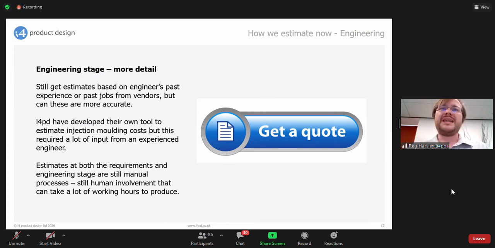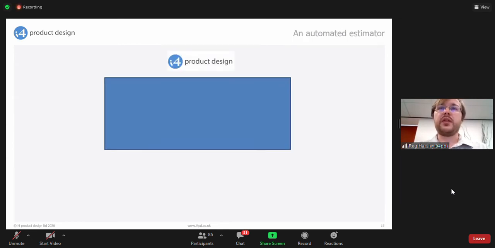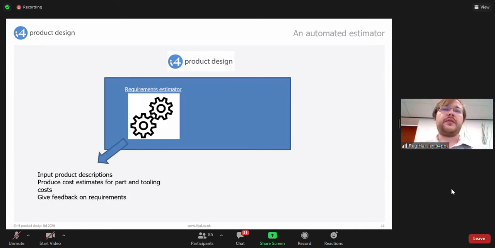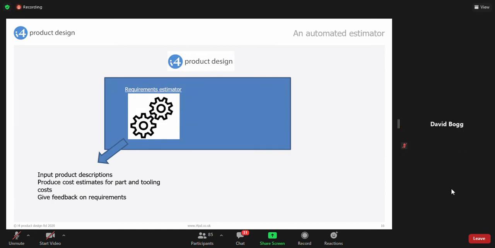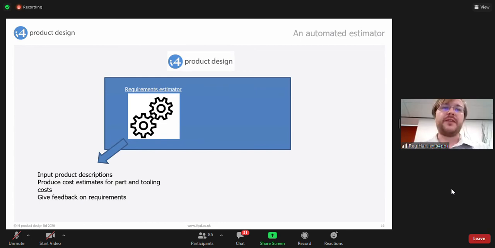So the whole estimation process still takes a lot of experience and a lot of manual processes, so it can take quite a while. So we're looking to see, can we automate this process? So we're looking at making automated estimators. We're using I4 Product Design's experience to guide these estimators. And for the requirements estimator, we want to input product descriptions in a text-based manner and get some product cost estimates for part and tooling costs, and also get some kind of feedback on requirements.